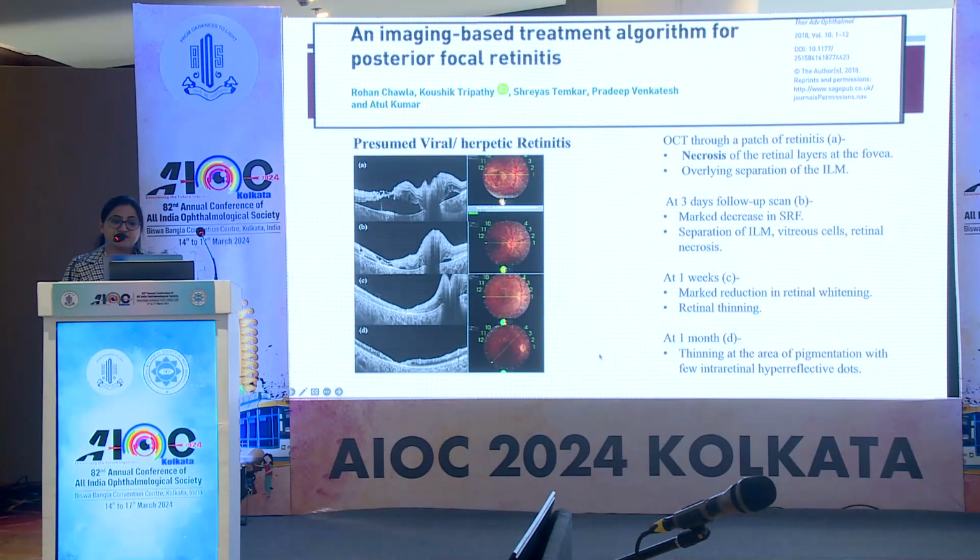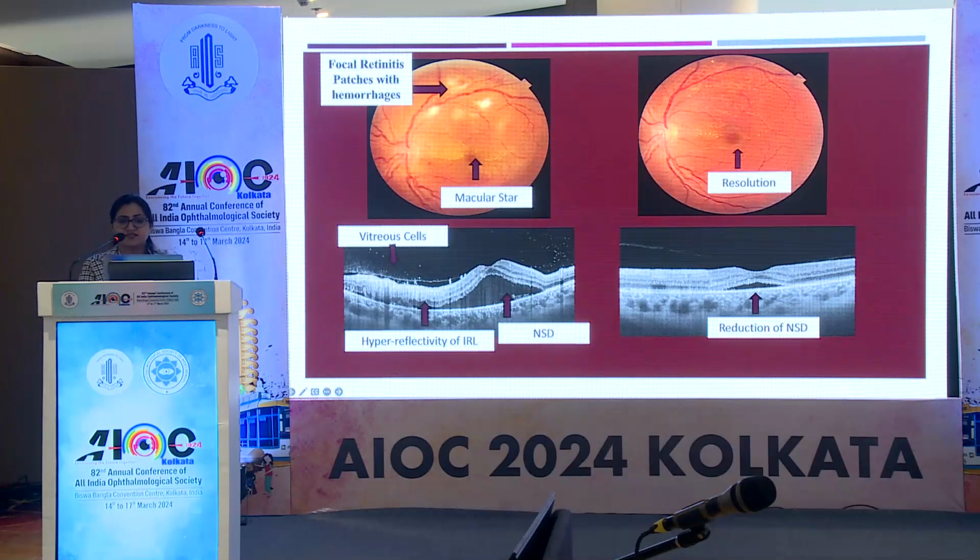So this was a case of presumed viral or herpetic retinitis. Here we can see the characteristic necrosis of the retinal layers, with overlying separation of the ILM. Later on, there was a marked decrease in the subretinal fluid. However, the separation of the ILM can still be noted here. The vitreous cells can also be noted here. And at last, we can see the area of pigmentation corroborating with a few intraretinal hyperreflective dots. So this is a case of focal retinitis patches with hemorrhages.